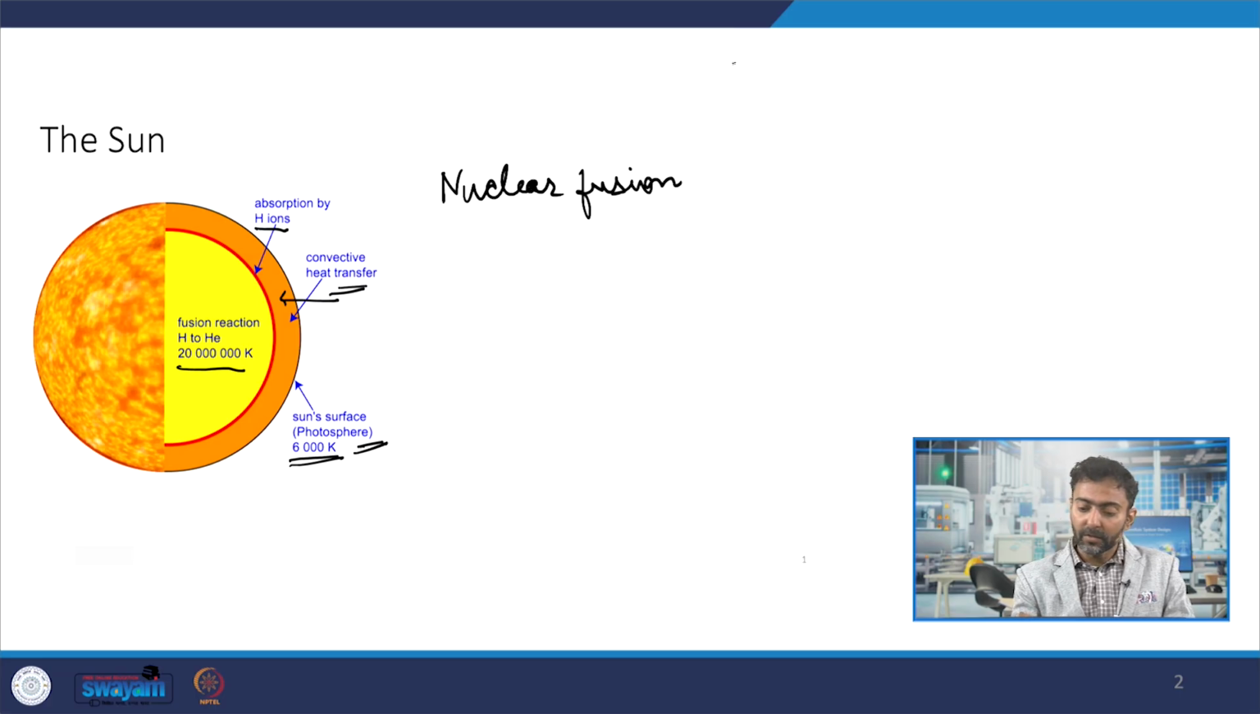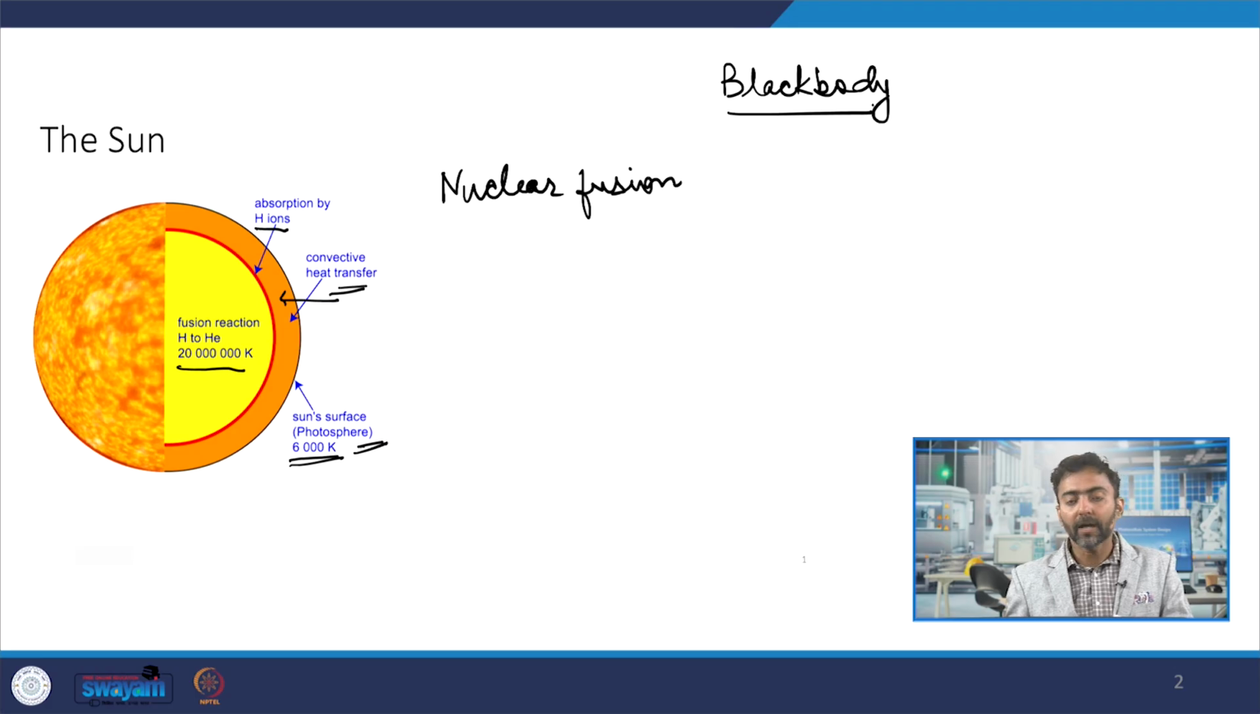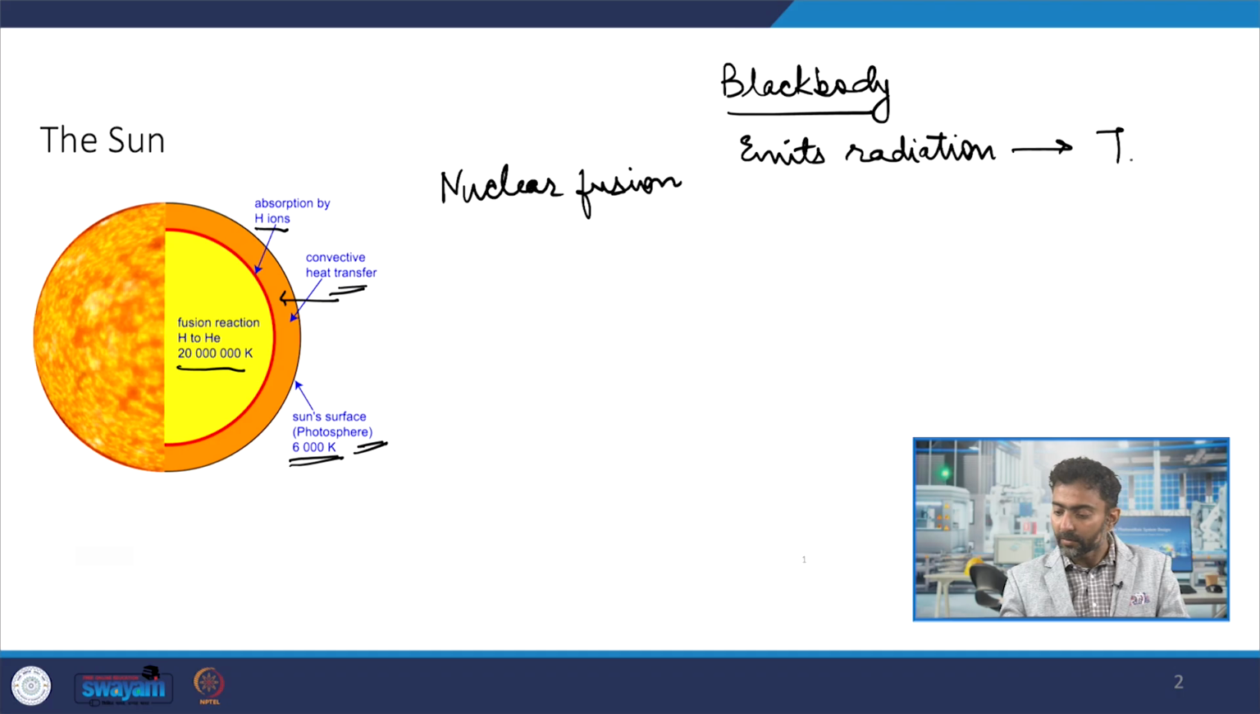Most of the sources which emit radiation are modeled as black body radiation sources. So when we say a black body, what do we mean by a black body? When you're saying a black body, basically what it means is that it absorbs all the radiation which is incident on its surface, and it emits radiation only based on its temperature. So the black body emits radiation which depends on the temperature of the black body.